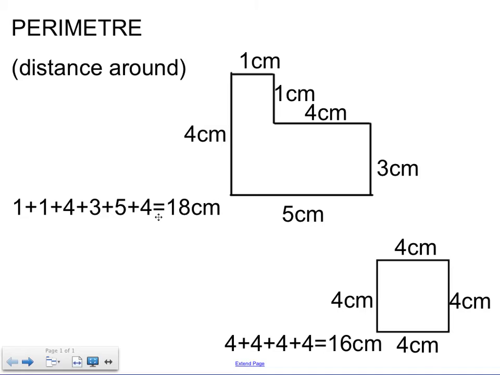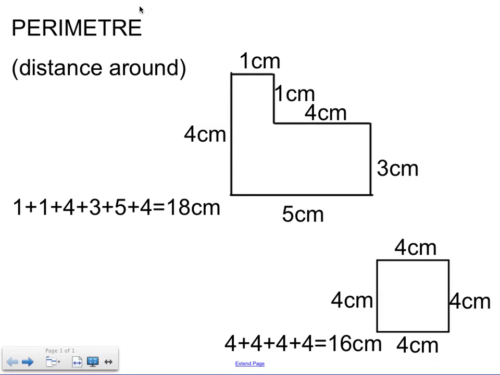Okay. So relatively straightforward. Let's double check again. This time I'm going to go backwards. I'm going to go 4 and 5 is 9. 9 and 3 is 12. 12 and 4 is 16. 16 and 1 is 17. 17 and 1 is 18. And I still get 18, so that's correct there.